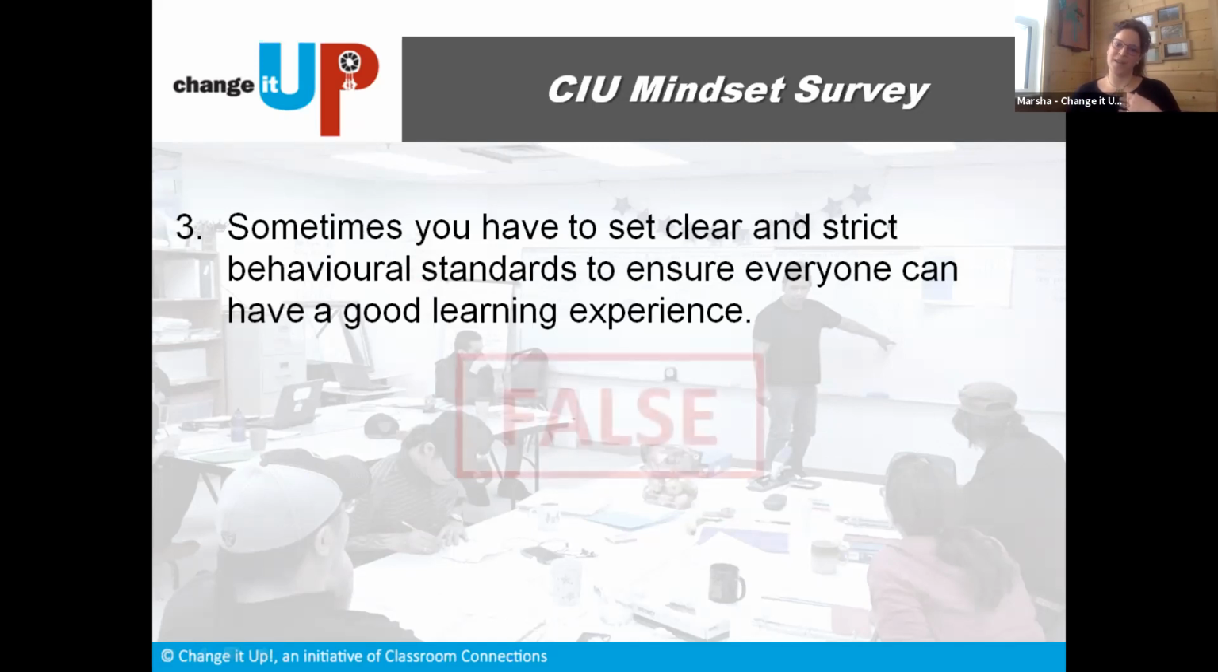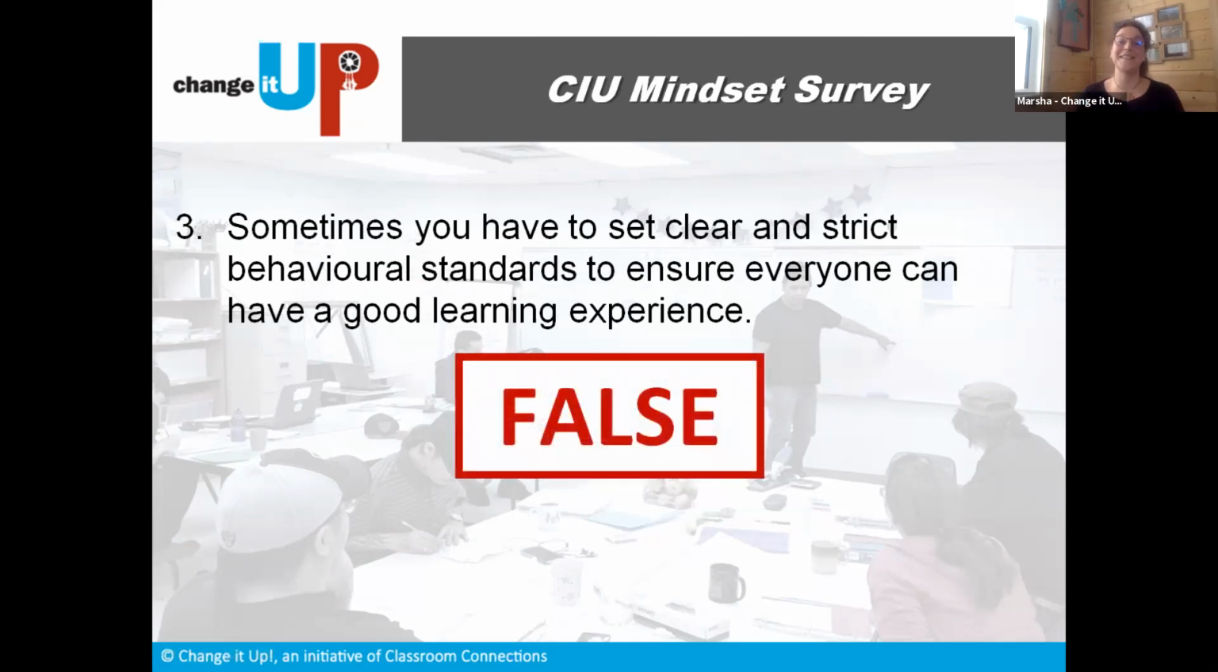From a Change It Up perspective, the answer is false because there's 2 key words in there that make it false. Number 1 is strict behavior standards, and the other word is you, so you being the facilitator. One of the Fab 5 of Change It Up is being trauma aware. Within that trauma awareness comes the responsibility of the facilitator and the group as a whole to create a safe space for learning where people can show up as they are.